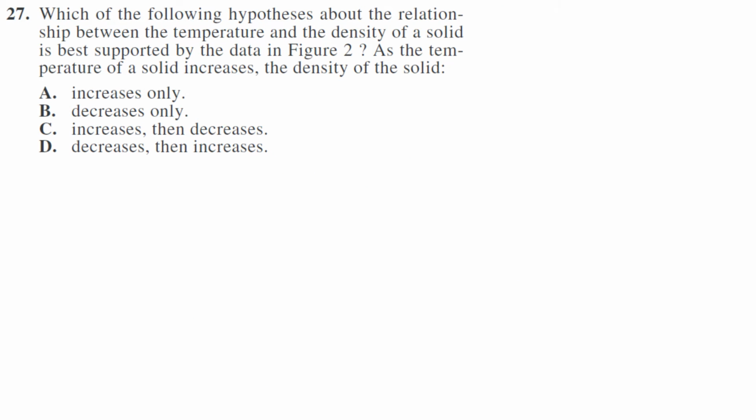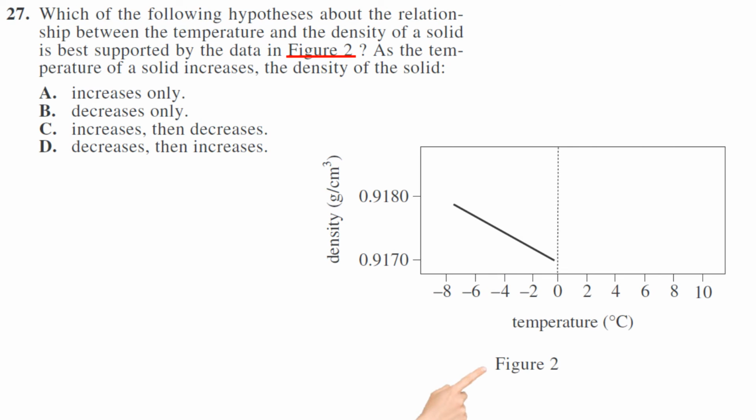Which of the following hypotheses about the relationships between temperature and density of the solid is supported by the data in figure 2? So finger on figure 2. As the temperature of the solid increases, goes from -8 to 0, the density does what? The density decreases only, so B.